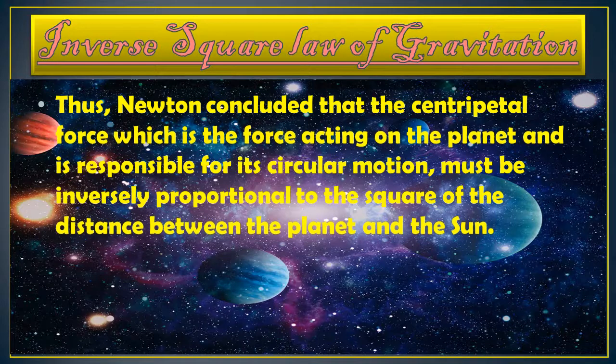Now next is the inverse square law of gravitation. So students, thus Newton concluded that the centripetal force, which is the force acting on the planet and is responsible for its circular motion, must be inversely proportional to the square of the distance between the planet and the sun. And Newton identified this force with the force of gravity and hence postulated the inverse square law of gravitation.